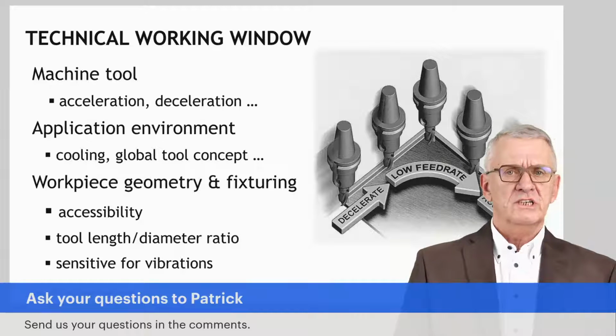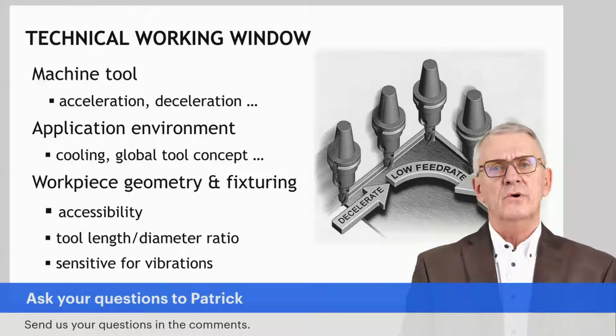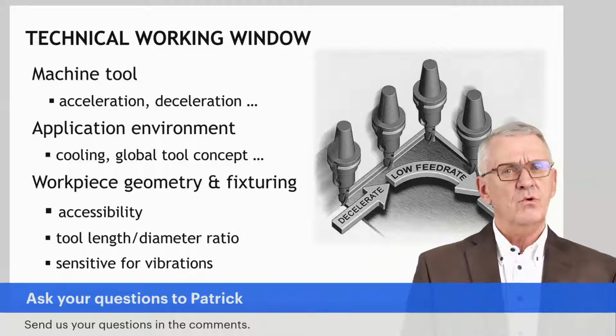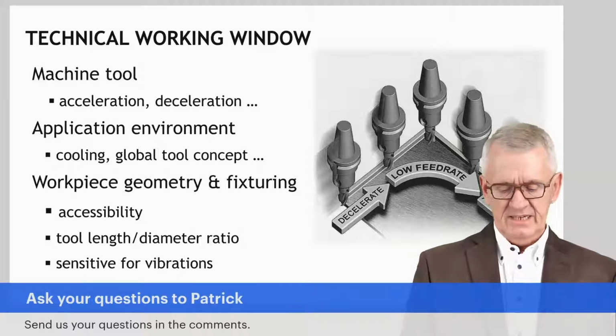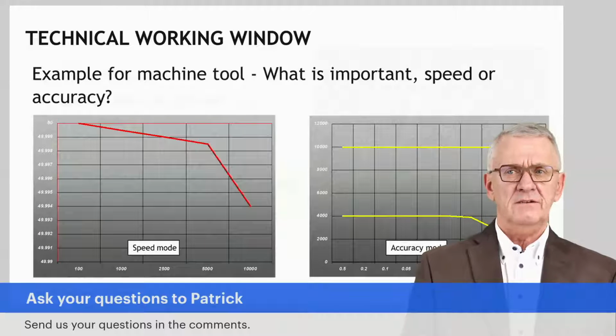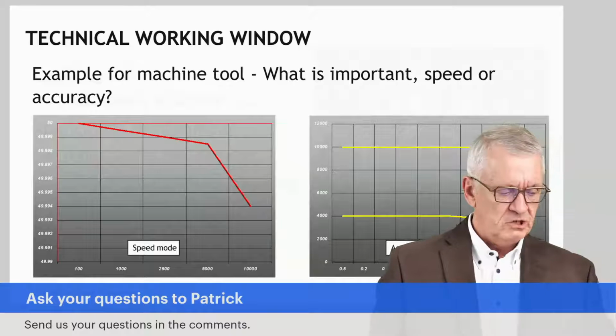The global tool concept: what dimensions of tools are needed to reach where we need to do the operation? How sensitive is the workpiece as such to instabilities, vibrations, and that type of thing? And I can give you some examples of things you have to be aware of. An example for a machine tool.